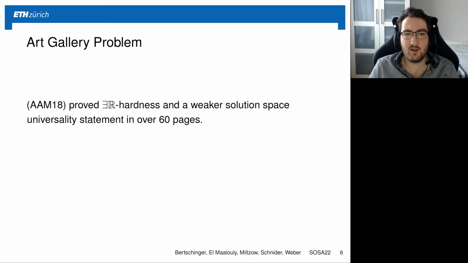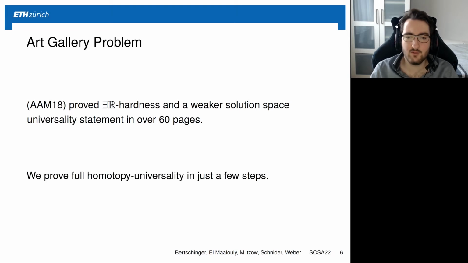Now, in the context of the art gallery problem, we have a result due to Abrahamsen, Adamaszek, and Miltzow in 2018, who proved that the art gallery problem is ETR hard. And they also proved some weaker solution space universality statement for this problem, but they did not quite reach full homotopy universality. And their proof already took over 60 pages, and it is very technical. So what we aimed to do was to actually get to a full homotopy universality with a much simpler proof. And we did this. So this is now the next part of this talk.